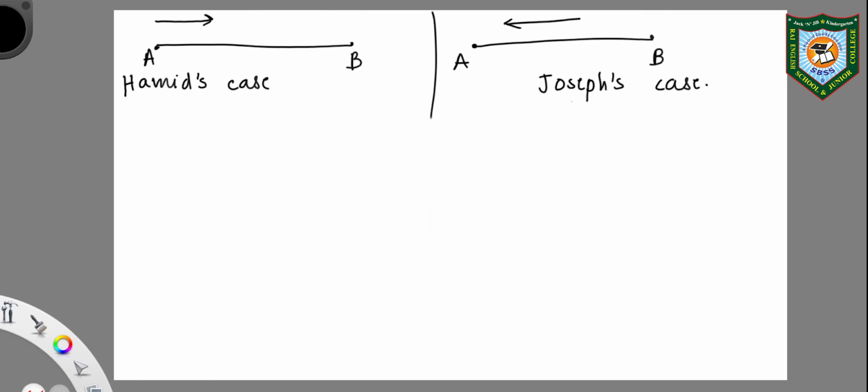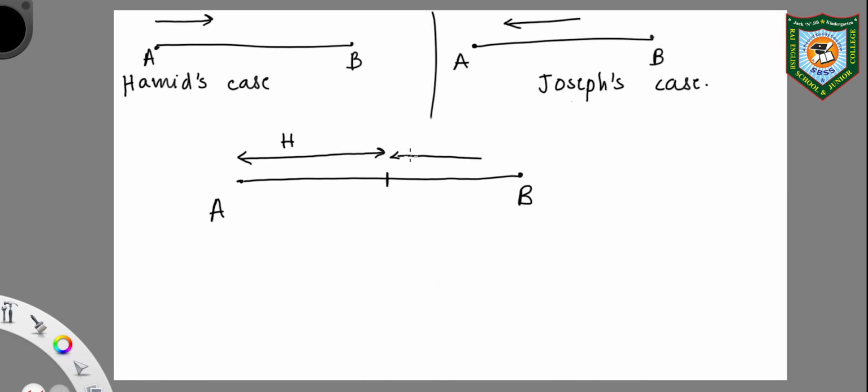So let's consider our case here. Let's say we have this point A and this point B. We're going to represent Hamid by H and we're going to represent Joseph by J. So if Hamid travels this distance and they meet at this point, that means Joseph must have traveled this distance. So we know that both of them reach this point in 20 minutes, as the question statement first says that once they travel towards each other, they meet in 20 minutes.